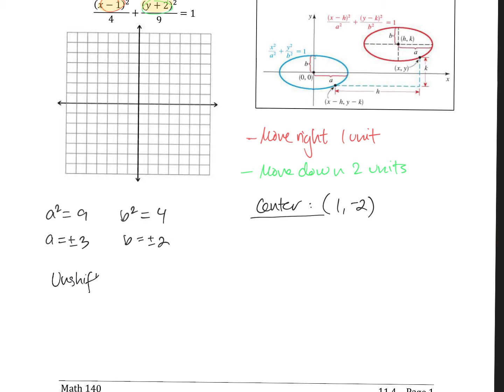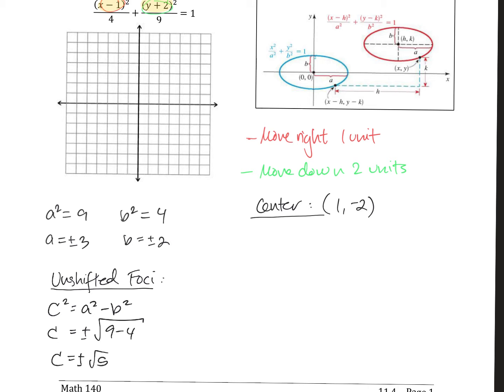Let me fix that. Shifted foci. So the unshifted foci come from c squared equals a squared minus b squared. So then c is going to equal plus or minus the square root of 9 minus 4. So c equals plus or minus the square root of 5. Okay, so this is the unshifted one.